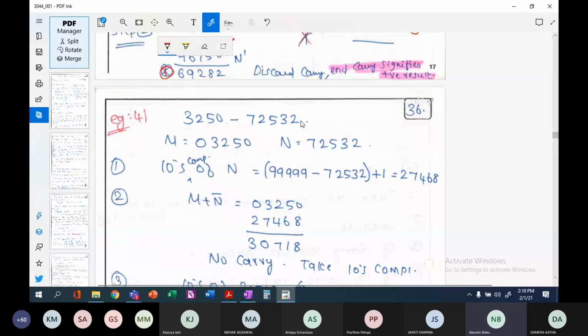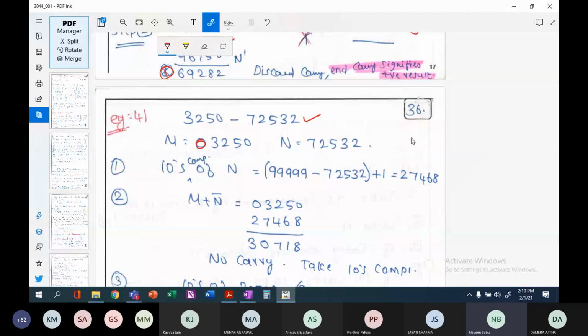First, you need to take the tens complement of this number. So m here is 3250. Please note here, with my previous experience in the problem, I have added 0 to it. So m is 03250 and n is 72532. The tens complement of the number is obtained by subtracting the 5-digit number from 5 nines, 99999 minus 72532, and then adding 1 to it.